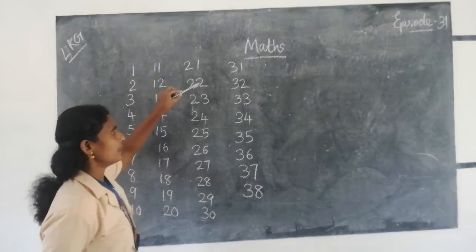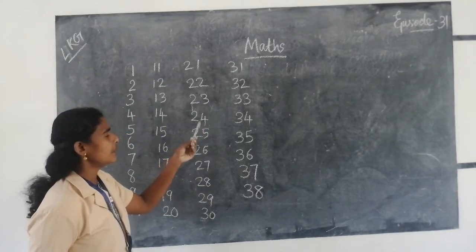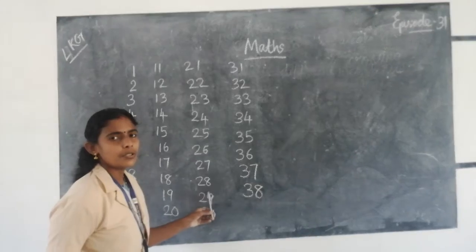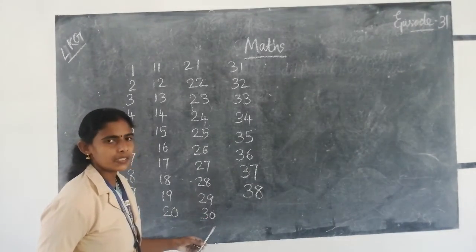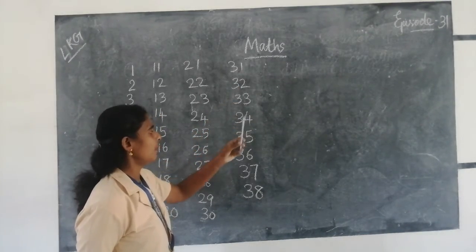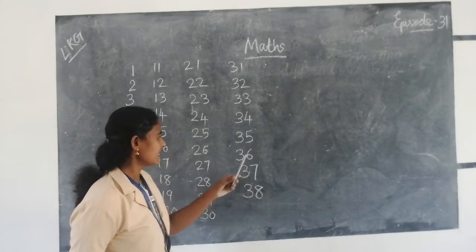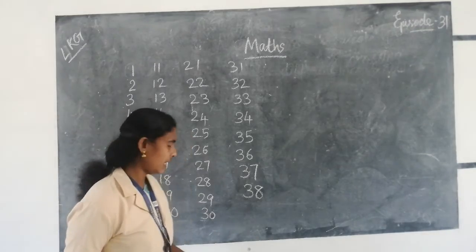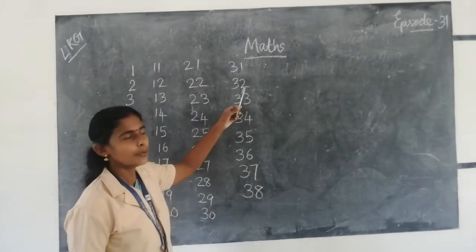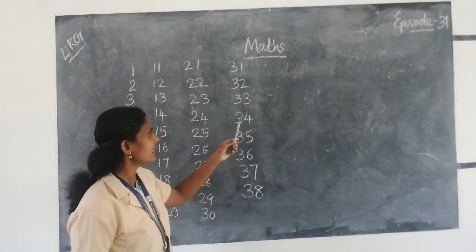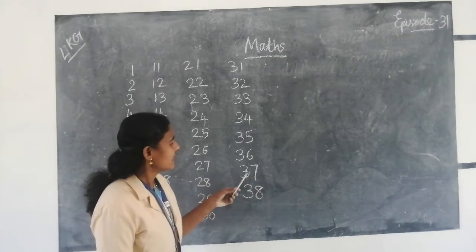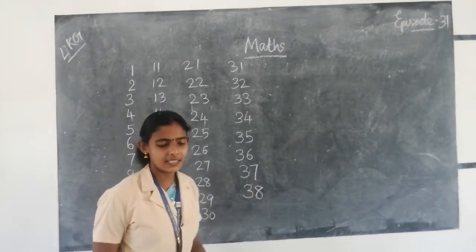21, 22, 23, 24, 25, 26, 27, 28, 29, 30, 31, 32, 33, 34, 35, 36, 37, 38. Okay. 30, 31, 32, 33, 34, 35, 36, 37, 38.